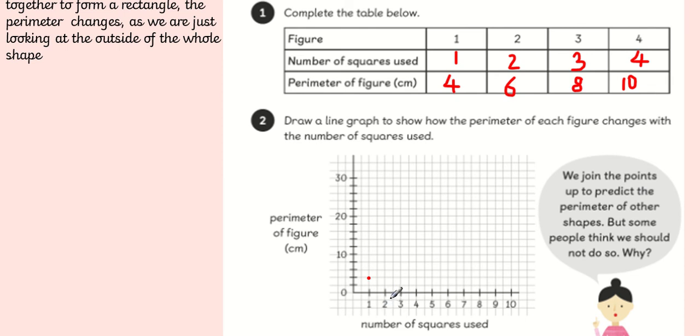Number of squares used, 2. Perimeter of figure was 6. Number of squares used, 3. Perimeter of figure was 8. To get my dot just at the intersection. Number of squares used, 4. Perimeter of figure was 10. What can you see about our graph then? I think it's going up quite nicely.